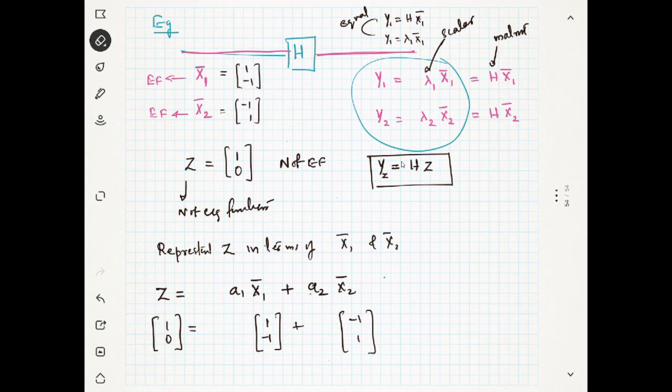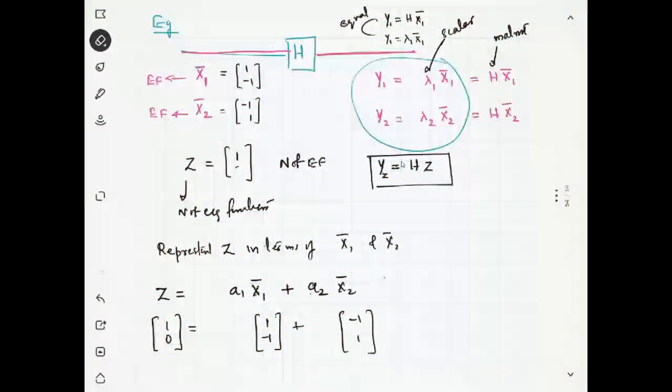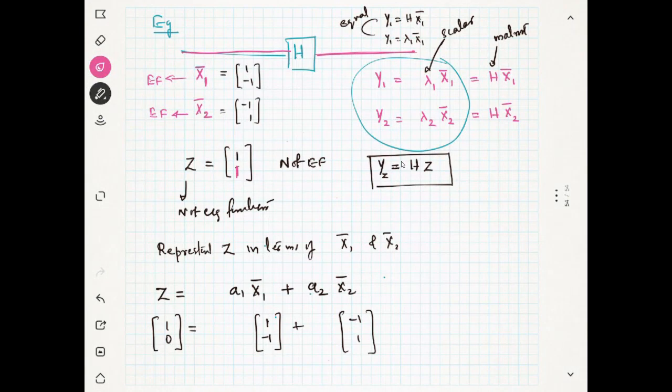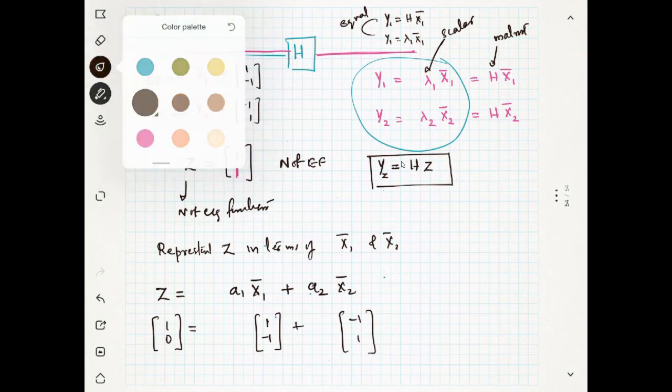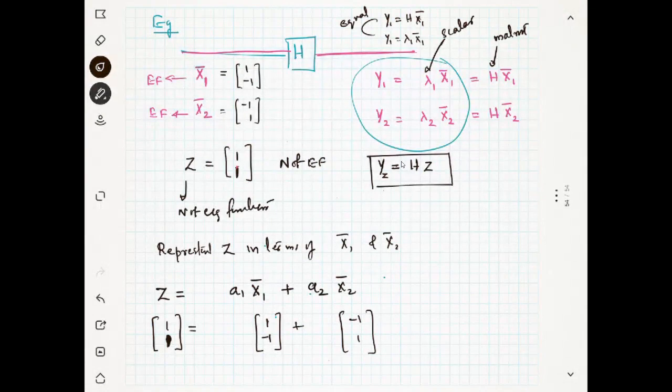So let's say this is 1 and 1. Then if it is 1 and 1, how to represent it? I will use here 1 by 2, and I will use here 1 minus 1 by 2. Is it okay? One and minus 1, let's say. Okay, what it will be?